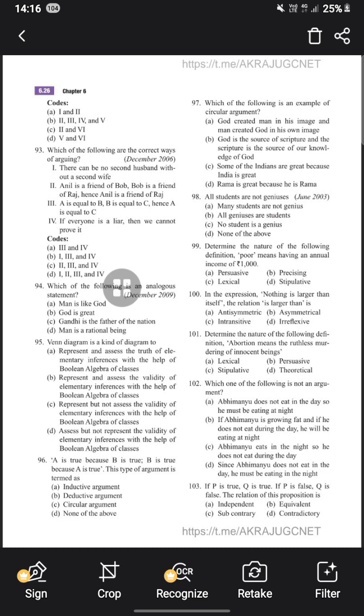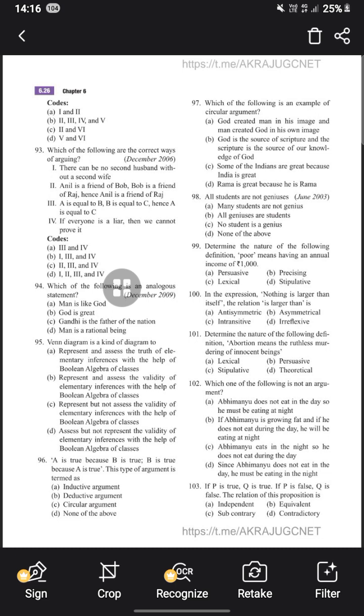95 is B. Represent and assess the validity of elementary inference with the help of the Boolean algebra of the classes. A is true because B is true. B is true because A is true. This is a type of argument. 96 is C, circular argument. Which of the following is an example of circular argument? That is B. God is the source of scripture and the scripture is the source of our knowledge of God.